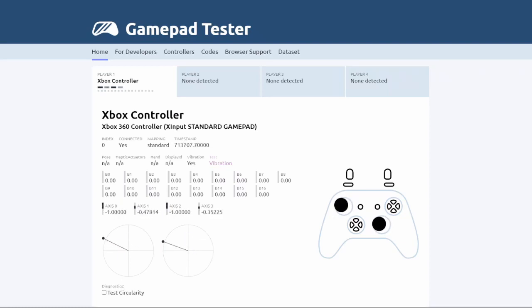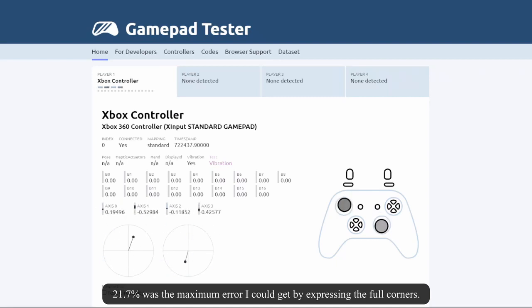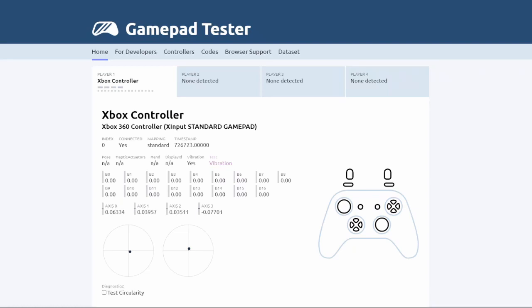So personally, I don't think circularity matters too much. If you just get some middle ground error, you're probably fine, and you don't really need to worry if the controllers differ too much on that.